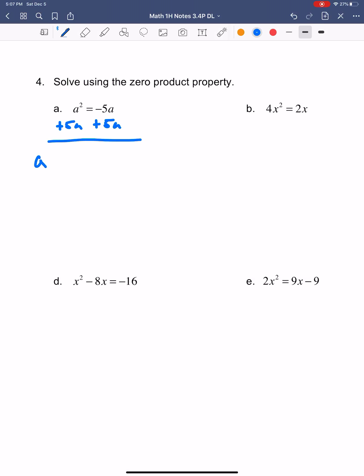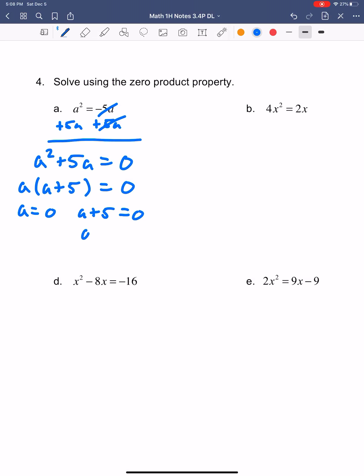So that's going to give me a squared plus 5a equals, well, these things are going to cancel out, right, and leave me 0. And now I'm ready to use the zero product property after I factor, of course. So I'm going to factor out an a. That'll leave me a plus 5. And then I'm going to set these equal to 0. So a equals 0. A plus 5 equals 0. So a equals -5 or a equals 0.